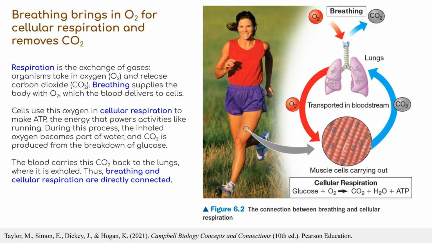The diagram explains how oxygen enters the body through breathing, travels in the blood, and enters cells. Inside the cells, oxygen becomes part of water during cellular respiration. At the same time, carbon dioxide is produced and carried back to the lungs to be exhaled. Breathing supplies oxygen for cellular respiration and removes carbon dioxide produced by it.